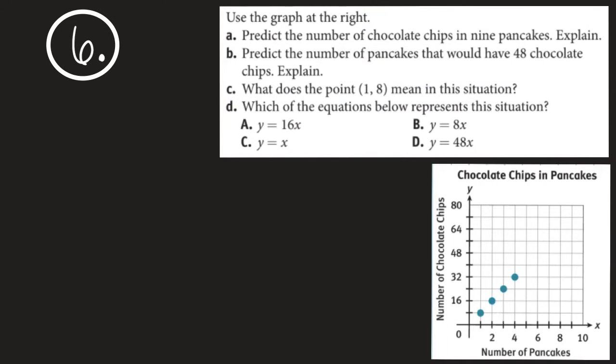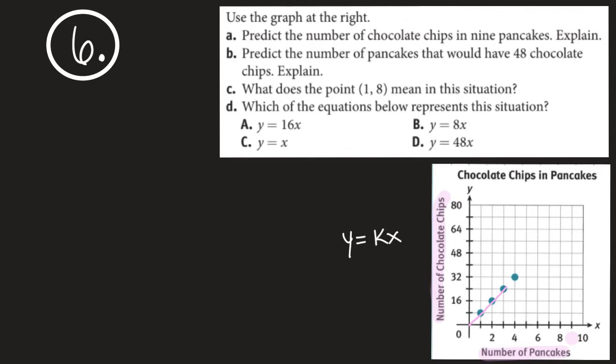Here's number 6. There's a graph at the right. I want to predict the number of chocolate chips in 9 pancakes. So if we look at the axes, we have the number of pancakes and the number of chocolate chips. And 9 is right here, so I want to predict the y for 9. In order to do that, let's find the constant rate of change and then just plug that right in. So y equals kx, and let's see what the constant rate of change is by grabbing a value from the line and substituting that in for y and x.